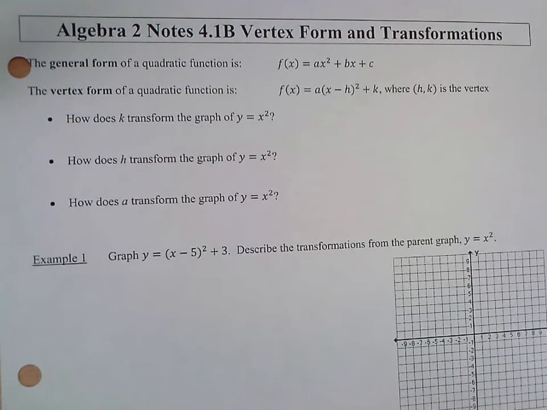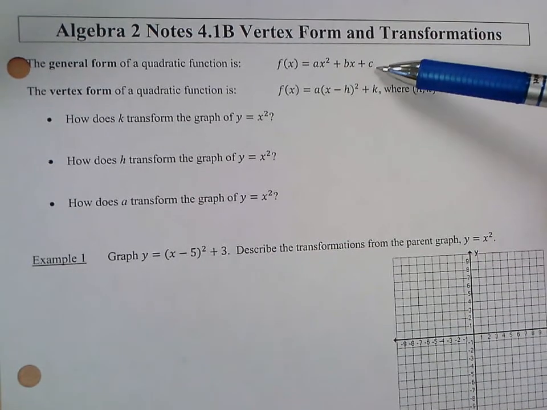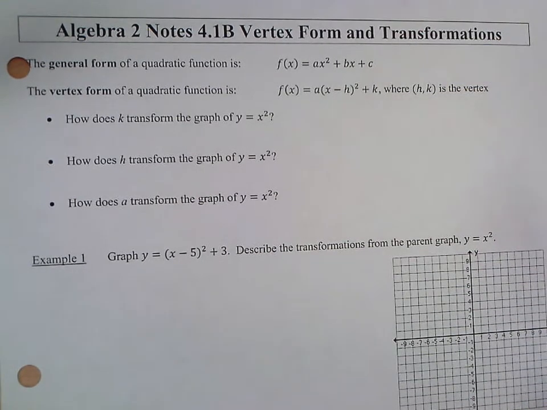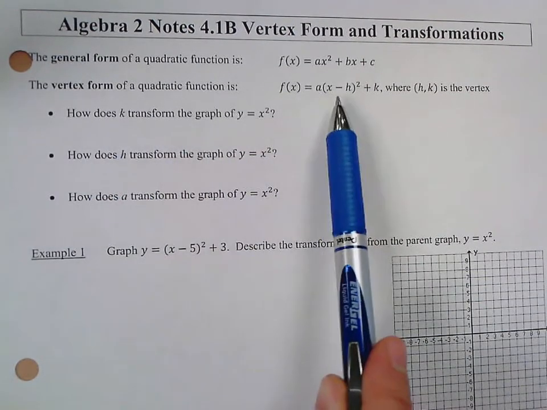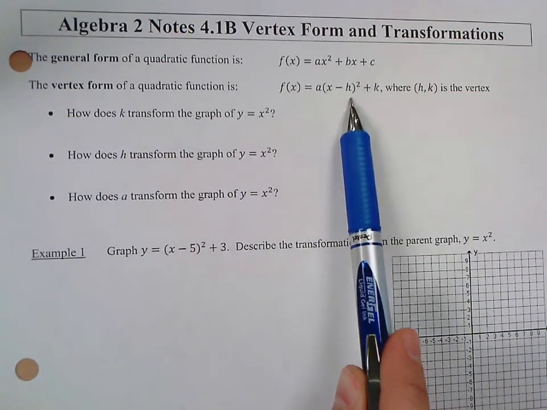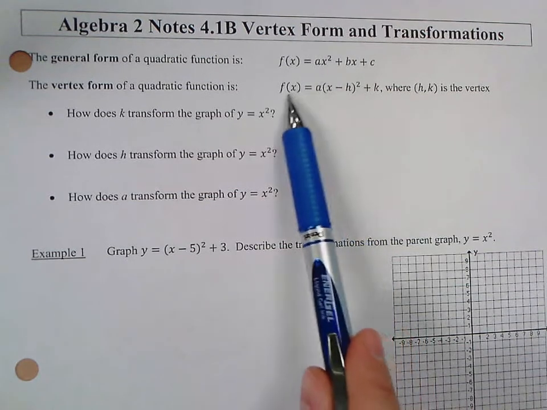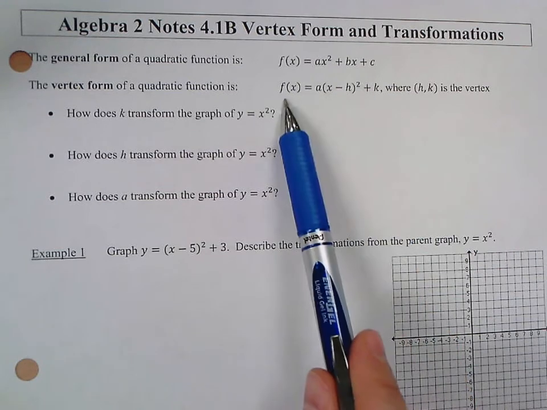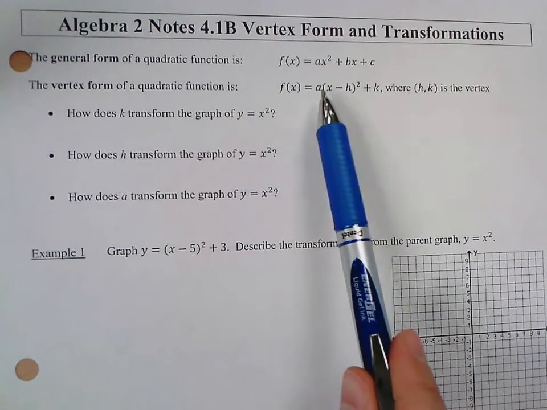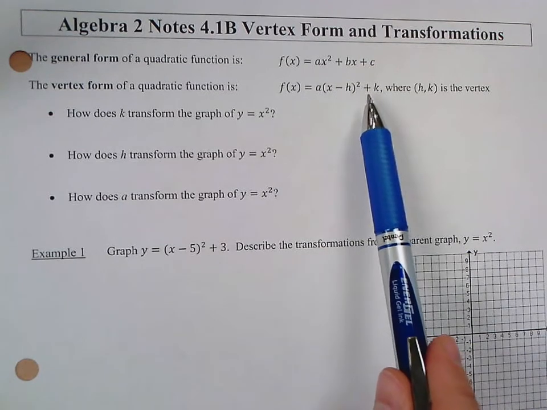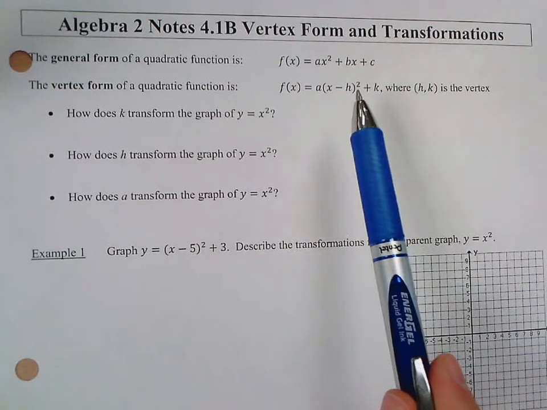Yesterday we looked at the general form of a quadratic function, so f of x equals ax squared plus bx plus c. There's also what's called the vertex form of a quadratic function, which is here, and this you actually saw in chapter 2. So if it looks familiar, hopefully it does because you just saw it this year in chapter 2. The a times the quantity x minus h squared plus k, we had talked about that in terms of transformations in chapter 2.